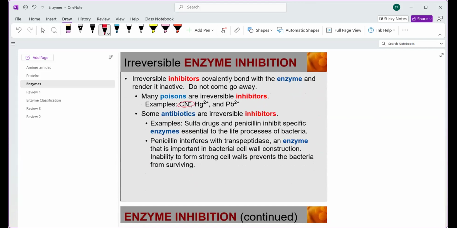Heavy metals, cyanide. Cyanide works on the fourth stage of carbohydrate metabolism and the electron transport. It messes up that transport cycle, which is the most efficient part of the whole metabolism process, the very last stage. So these guys really do a job.